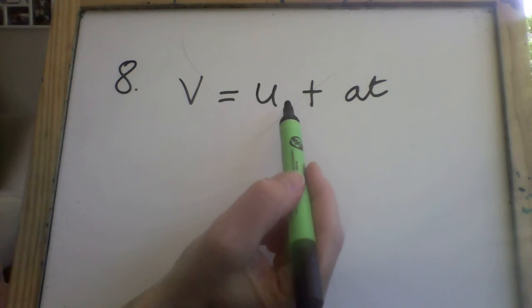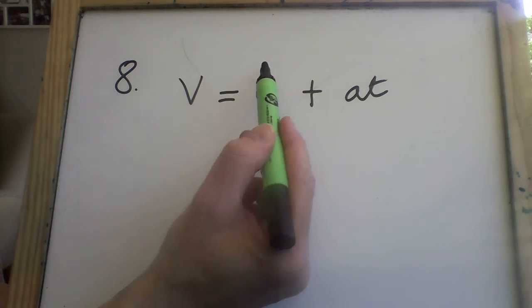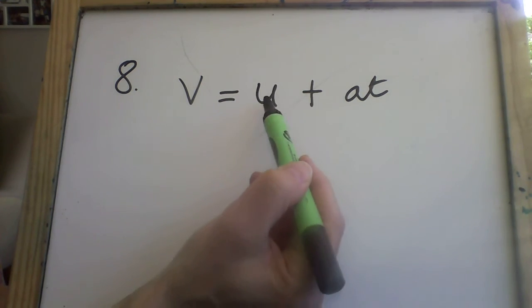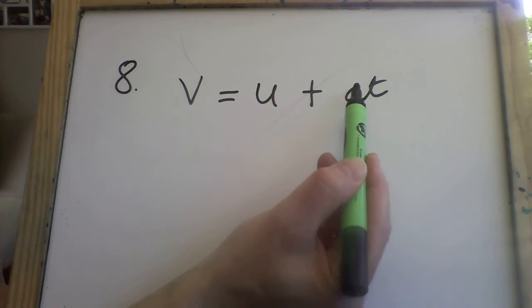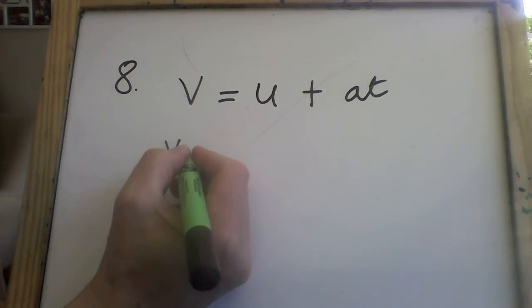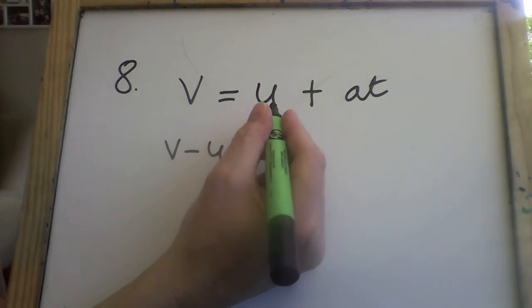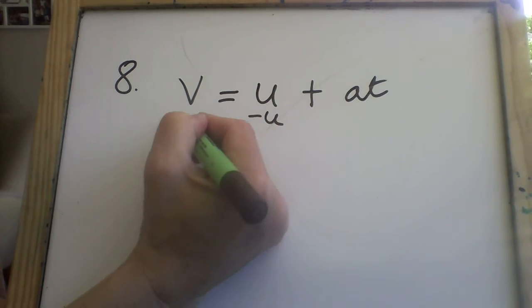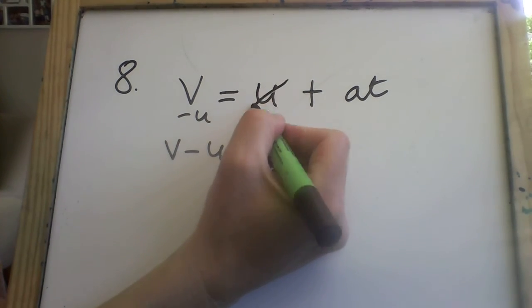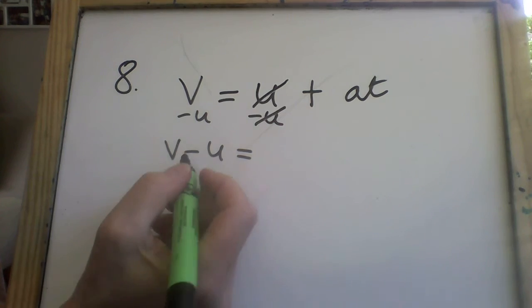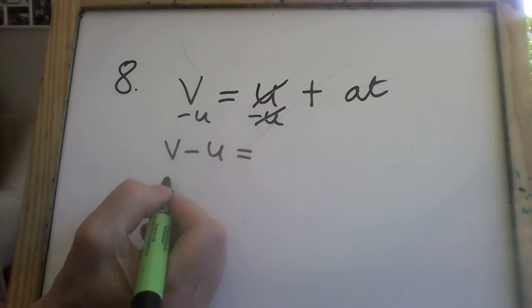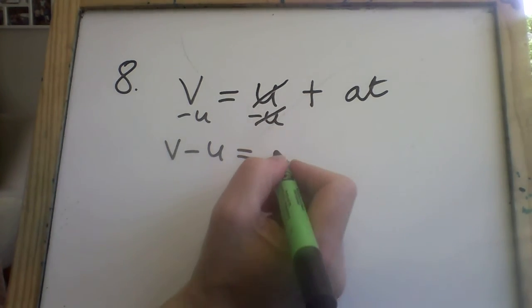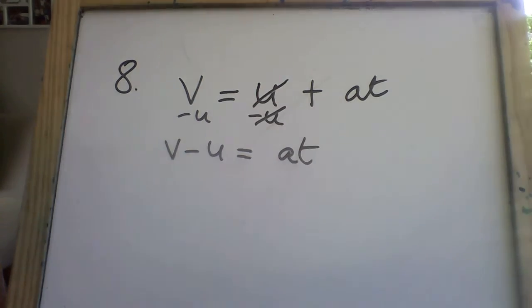So this time we've got the U hanging off the edge of the AT if we want to make A the subject. So we're going to subtract U from both sides, like that. So that will cancel that out. And we've put V minus U onto this side, and that leaves us with our A times T. That's what these two letters mean, that side, A times T.